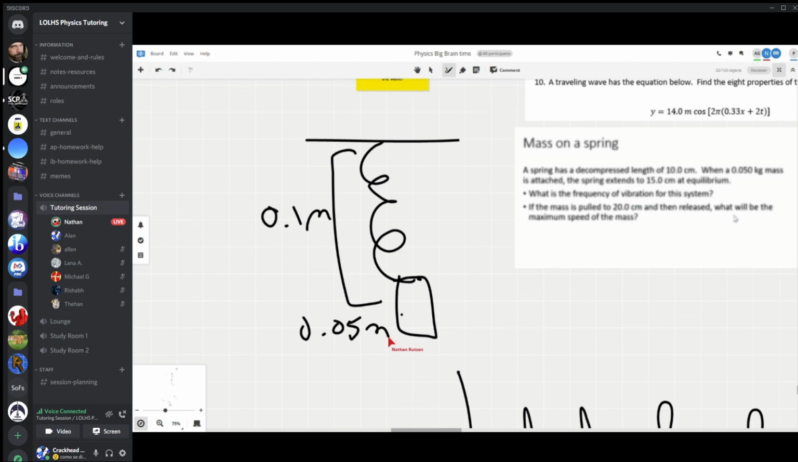That's going to be our change in x, because it was originally at 0.1 meters, and then it added an extra 0.05 to get to 0.15 meters total, or 15 centimeters. We knew its mass, so from that we should be able to calculate the spring constant. So if this thing here is 0.05 kilograms, can anyone tell me what force that box is exerting on the spring?